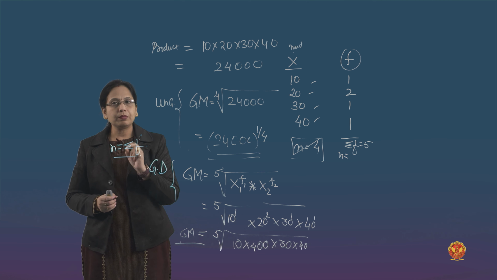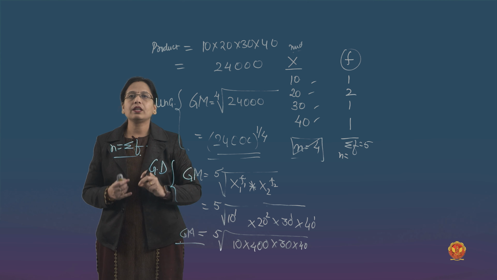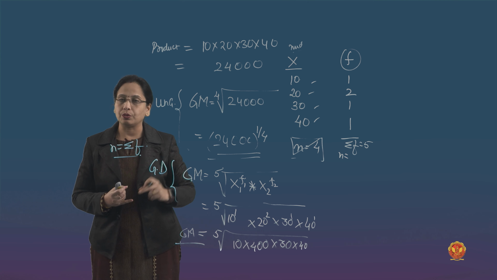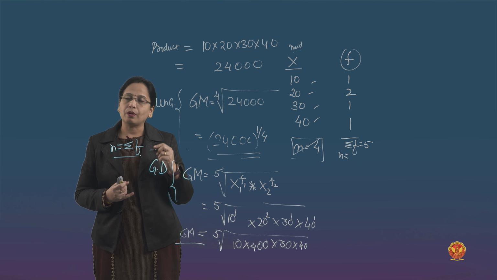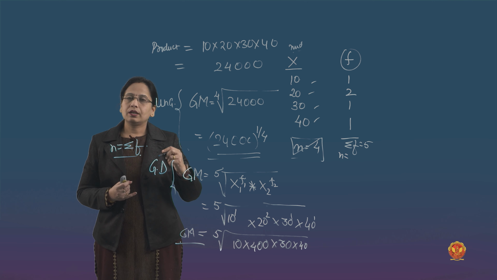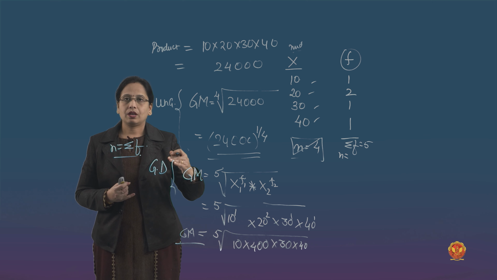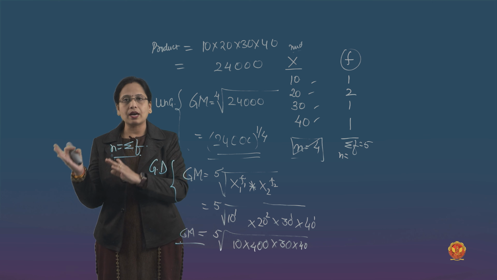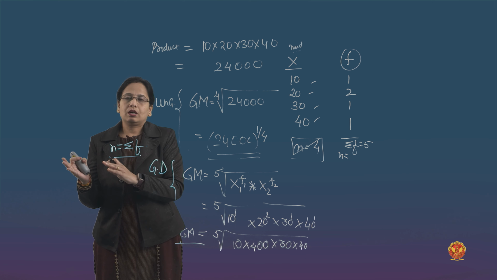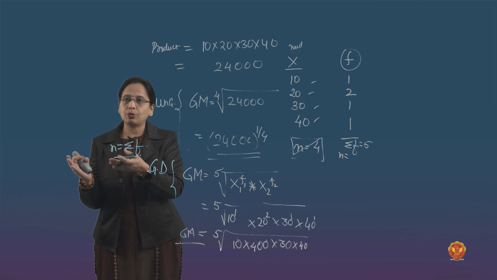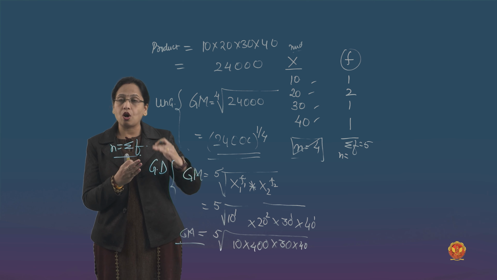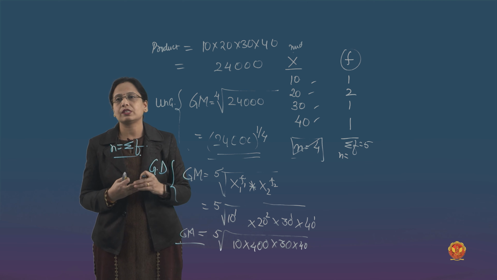Basically, a geometric mean is used to calculate the rate of change of population growth. How much the population growth has changed. Rate of change of population growth. Last year, the population growth was 10%, 12%. Now it is 14%. So at what rate is this population growth taking place?